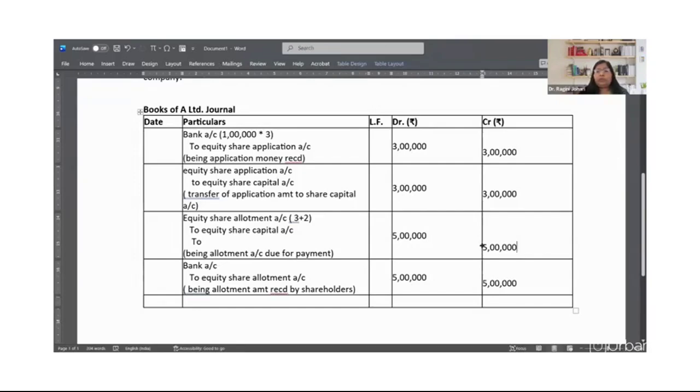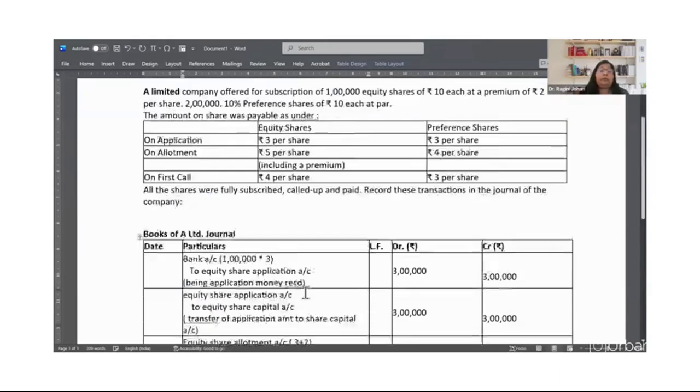So this would be to share capital, amount goes is 3 lakh, and then to 2 lakh is my premium amount. Now, where does this premium amount goes? This amount goes to security premium reserve account. This account is created exclusively to record the premium amounts paid. Okay, then we have this entry.